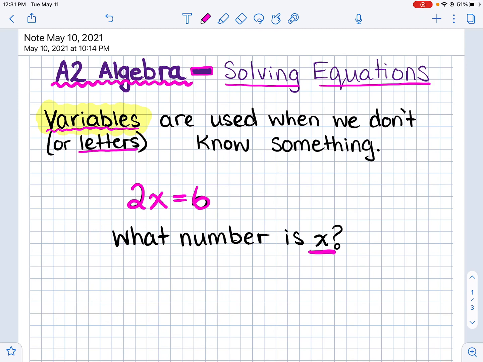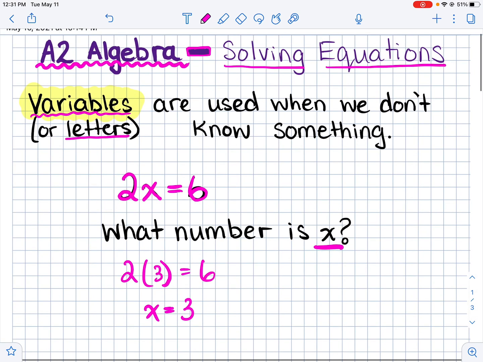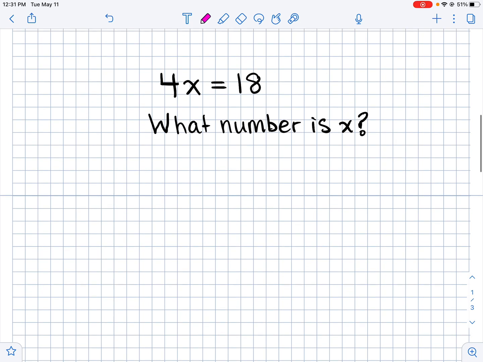I'm thinking 3, because I know that 2 times 3 is equal to 6. So therefore x must equal 3. So variables, we can use them when we don't know something and we want to find out what it is. Let's try again.